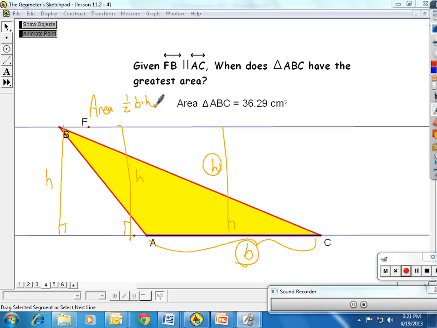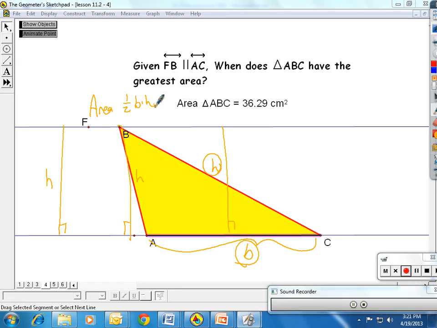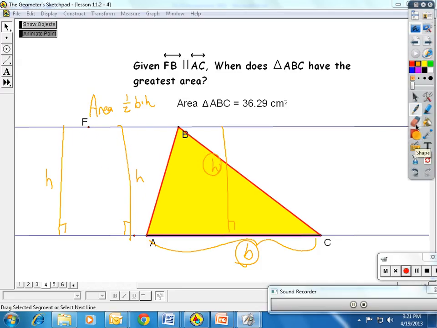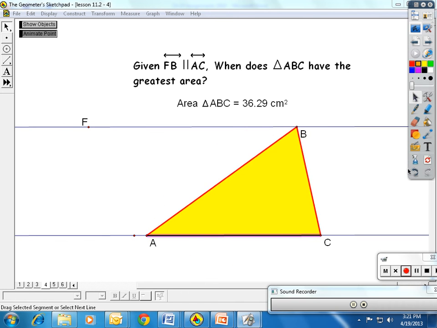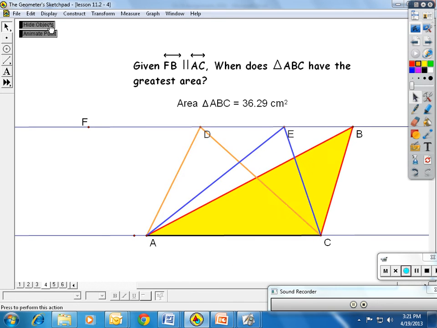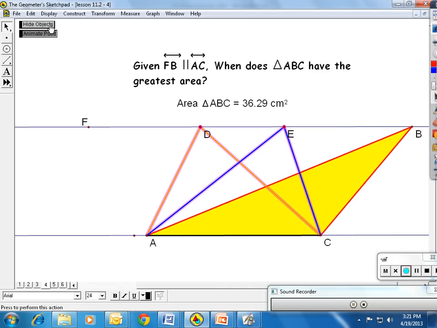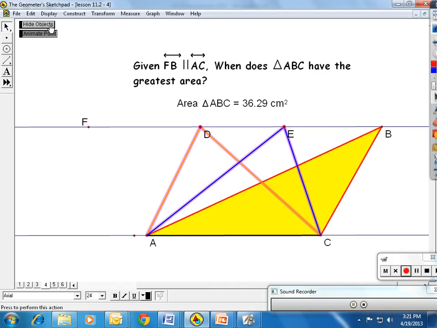Okay? Now that. So another look at it here would be to look at those. All three of those triangles have the same area.